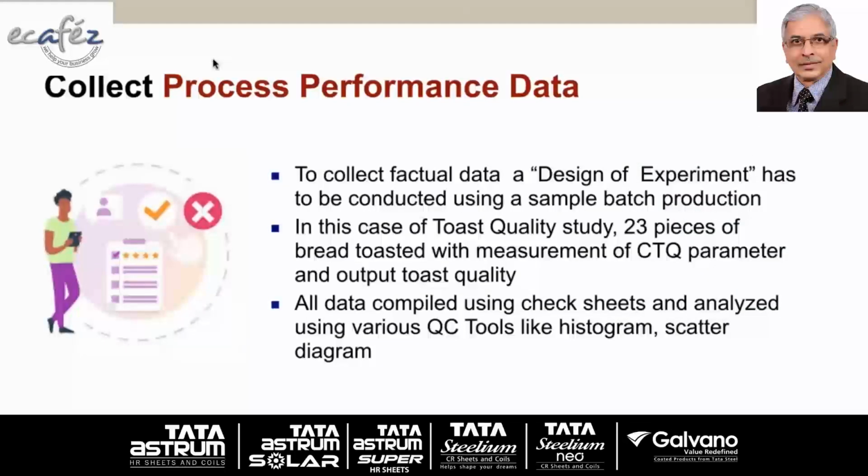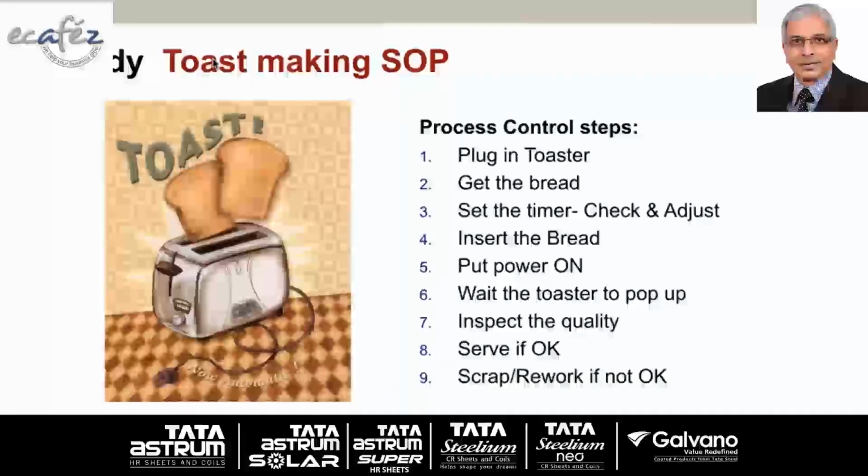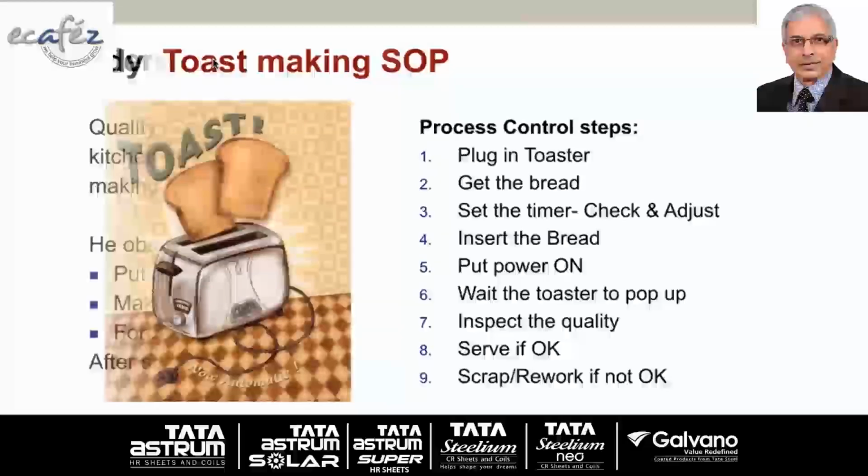To collect process performance data, you have to collect the data on how the toasting process is performed. Here, a design of experiment was conducted to find out what are the factors impacting the process. Then you have to study the toast making SOP: plug in the toaster, get the bread, set the timer, insert the bread, put power on, wait for the toaster to pop up, inspect the quality, serve it if okay, otherwise scrap. So these are the 9 steps in the process.